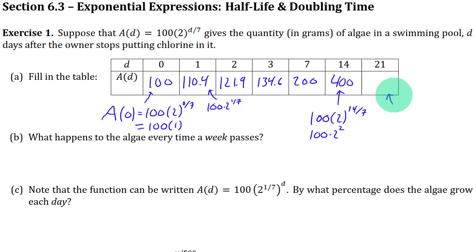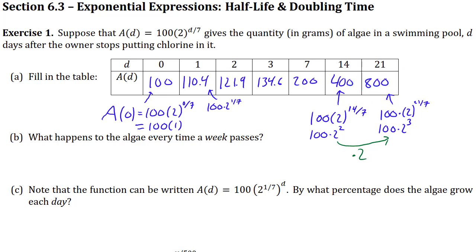After 21 days, we're going to do 100 times 2 to the power 21 over 7, which is 100 times 2 to the power 3. And to go from 2 to the power 2 to 2 to the power 3, that's just like multiplying by another 2. So this is going to become 800.